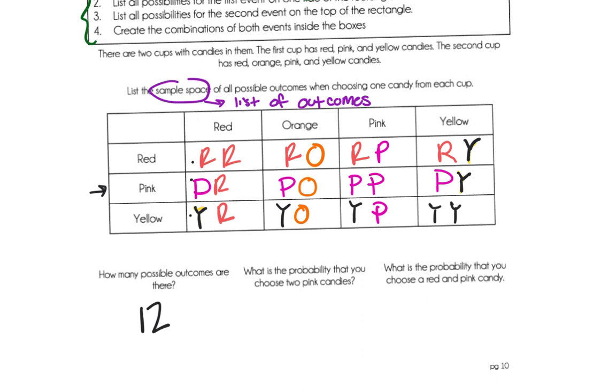What is the probability you choose 2 pink candies? Well, the probability of double pinks is, I'm going to go look at the sample space I made, and I only see one outcome that has 2 pinks. So there's one of them out of 12 total that is double pink.